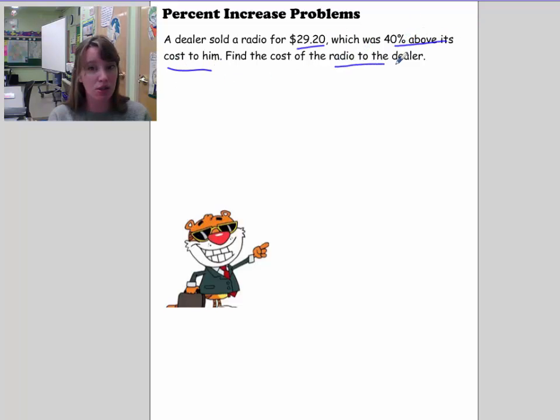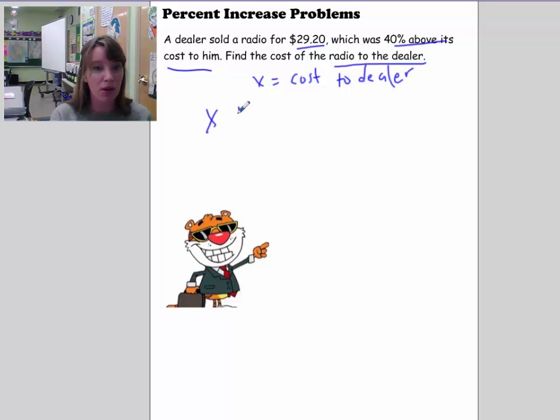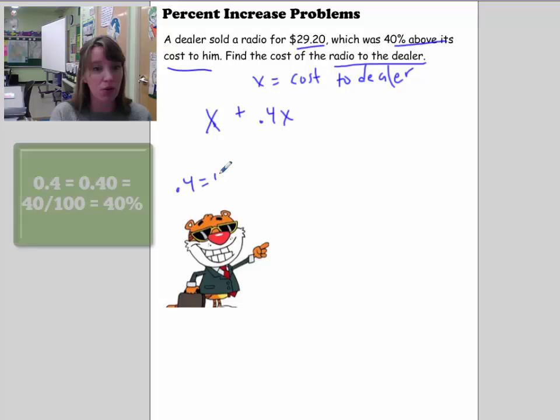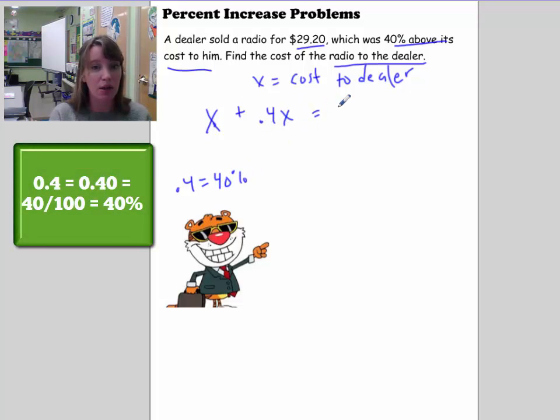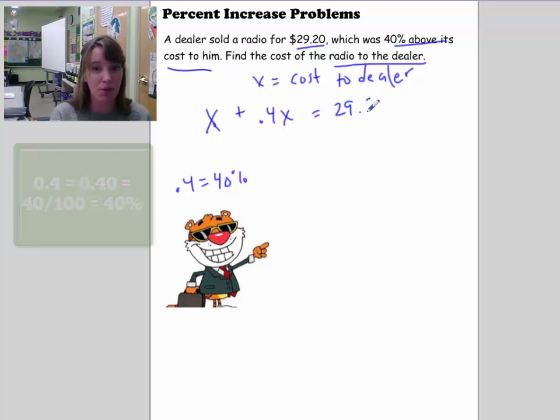What was the cost to the dealer? So if X is equal to the cost to dealer, then what you know is that the dealer paid a certain price for it, and then he marked it up to be 40%. He added on to the original cost, he added 40% of that cost onto it. Remember, 0.4 is equal to 40%, right? So he added 40% of the cost on, and he arrived at the price of $29.20.